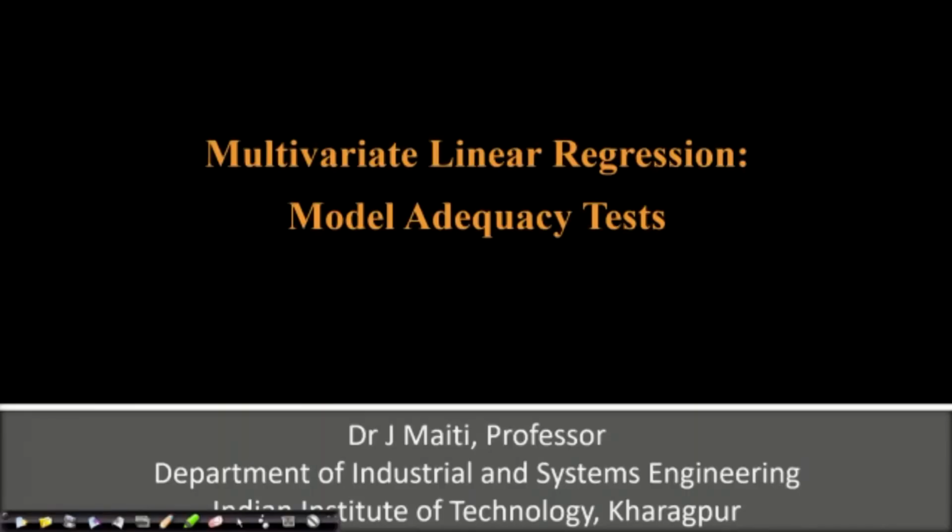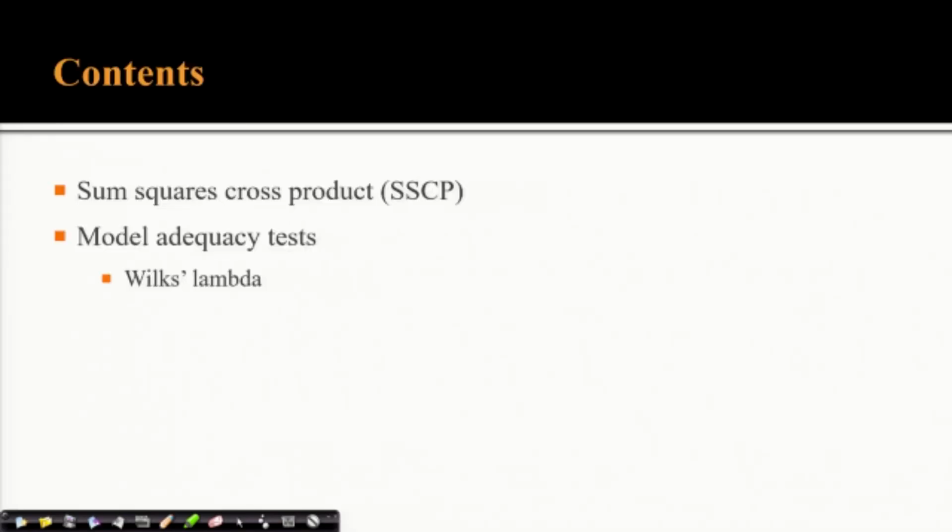Welcome. Good morning. Today we discuss model adequacy test for multivariate linear regression. Under this we discuss some sum of squares cross product matrices, then model adequacy test with Wilks' lambda.